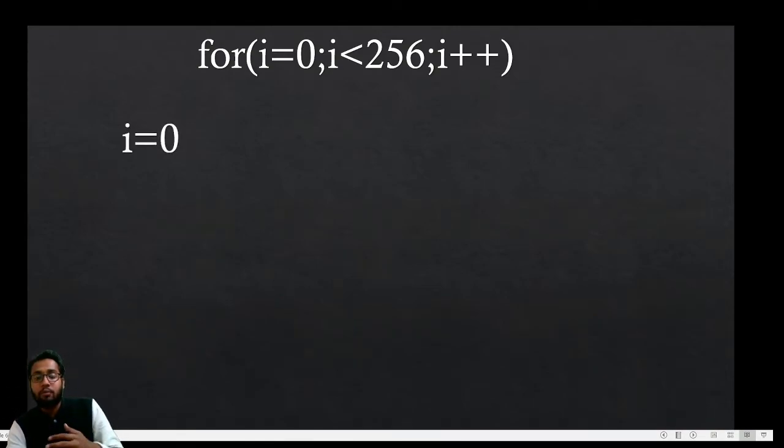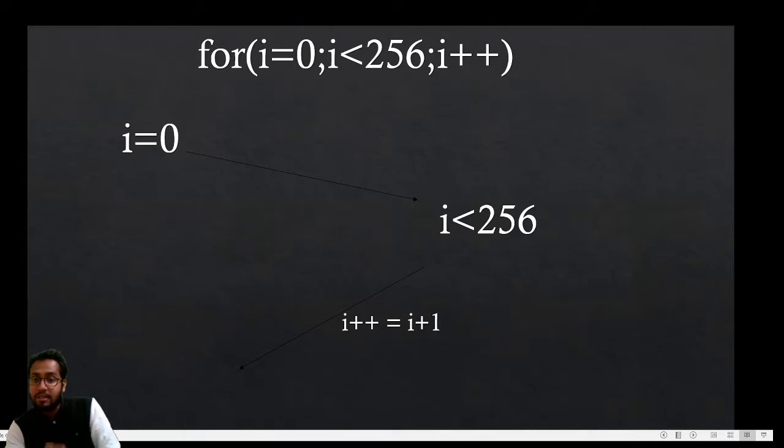How will it work? Suppose I have initialized I equals 0. First of all it will check the condition whether 0 is less than 256. Yes, 0 is less than 256. Then it will execute the code, and then it will increment also. What is I plus plus? I plus plus means I plus 1. So I was 0, now it will become 1.